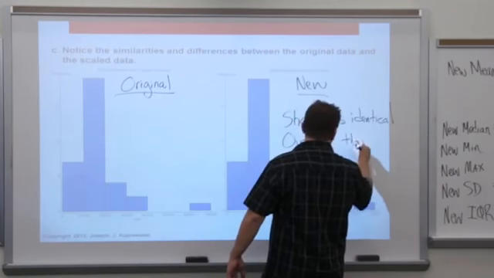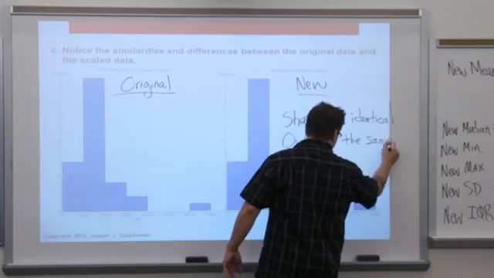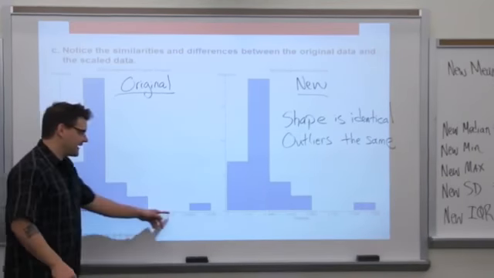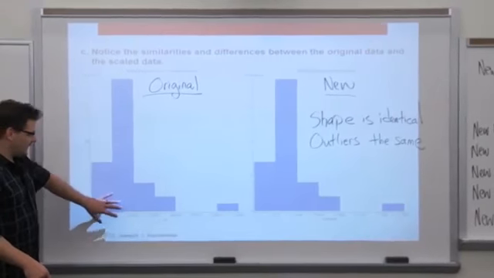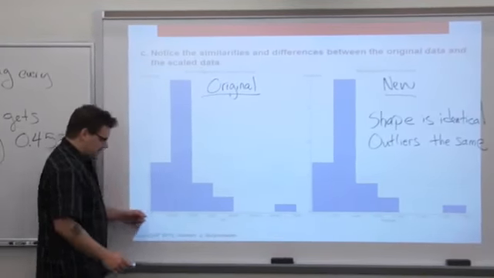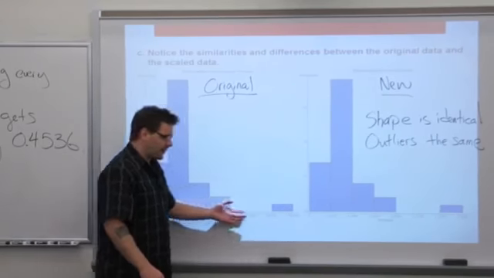Right, outliers are going to be the same, etc. The only thing we did is we changed the scale. Now I'll make one comment and then we'll move on. In the original data, my histogram goes from 0 up to about 70,000 square feet.